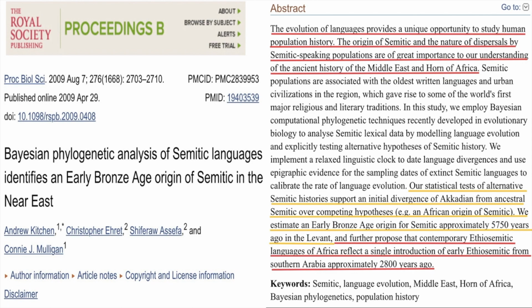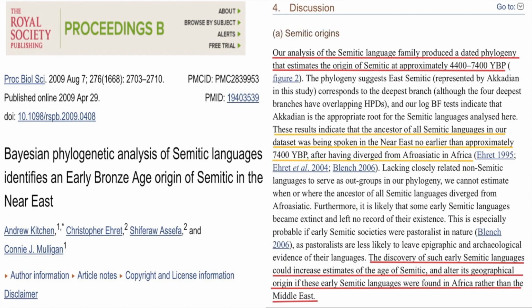We estimate an early Bronze Age origin for Semitic approximately 5,750 years ago in the Levant, and further propose that contemporary Ethio-Semitic languages of Africa reflect a single introduction of early Ethio-Semitic from southern Arabia approximately 2,800 years ago. So our analysis of the Semitic language family produced a deep phylogeny that estimates the origin of Semitic at approximately 4,400 through 7,400 YBP. This result indicates that the ancestor of all Semitic languages in our dataset has been spoken in the Near East no earlier than approximately 7,400 YBP, after having diverged from Afro-Asiatic in Africa. So the Semitic branch of languages dispersed out of Africa from the other Afro-Asiatic family.